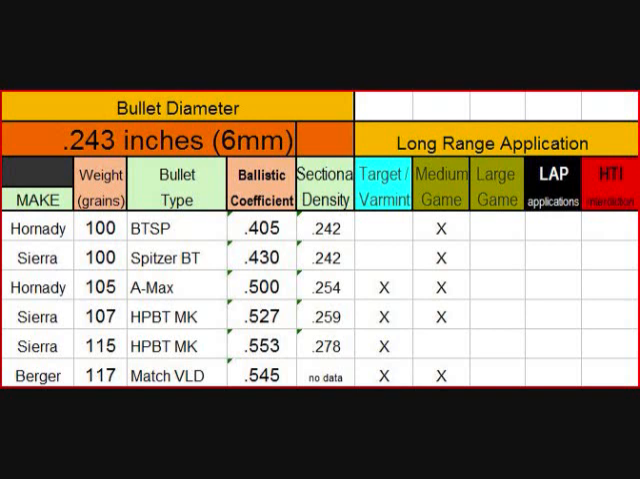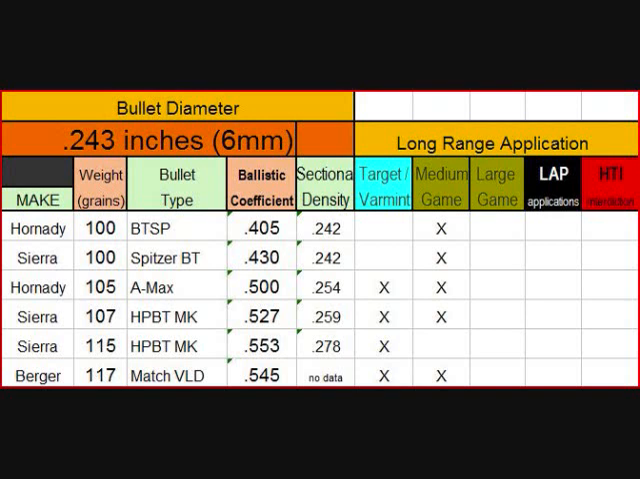So the AMAX would be more of a target bullet. If you really want to hunt medium game with the 243, I would totally opt for the 115 or the 117 grain Berger. The Sierra 115 is going to be similar to the AMAX in some ways. It's kind of a target bullet that's going to act more like a full metal jacket at super long range.